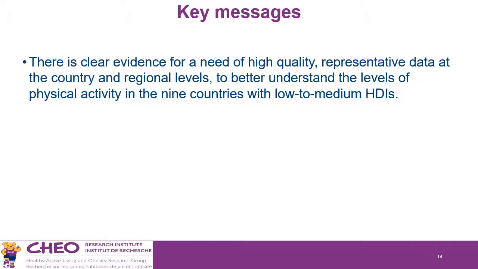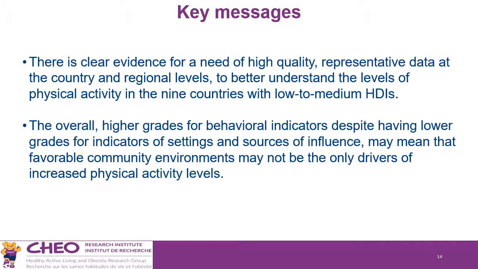Key messages. There's clear evidence that we need high quality, representative data at a country and regional level. This will help us better understand the levels of physical activity among kids in the countries that I'm talking about today. Overall, the grades for behavioral indicators were higher, despite lower grades for sources of influence, suggesting perhaps that sources of influence are not the only driver to get higher grades for behavioral indicators. Perhaps there are other influences that we also need to interrogate.